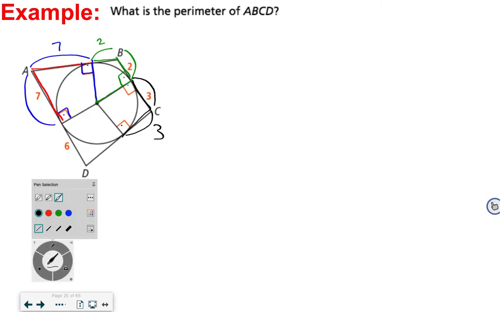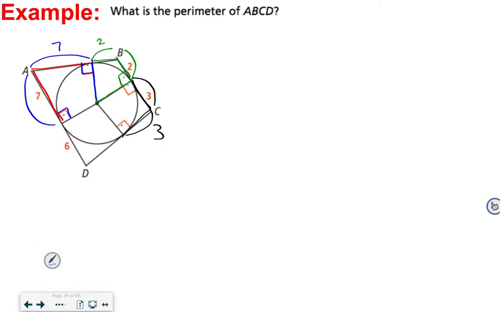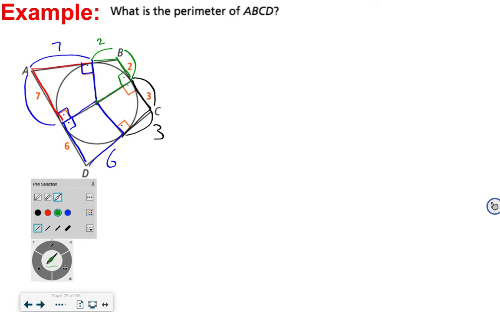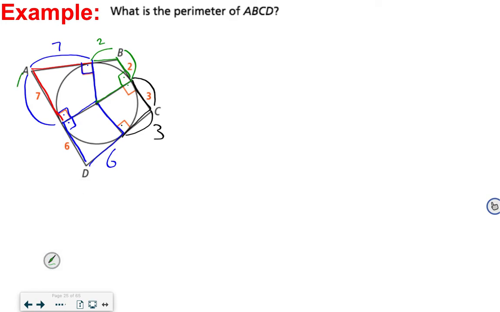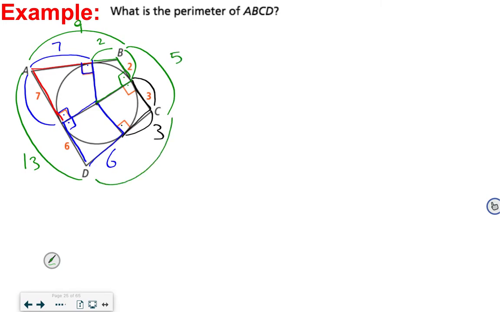The last part is this. This is the 6, which is a tangent line. Why? Because the segment which is coming from the center is perpendicular. The same thing for here. That's the reason this is going to be 6 as well. So when you look at the shape, the length of AD is 13. The length of AB is 9. The length of BC is 5. The length of CD is 9.